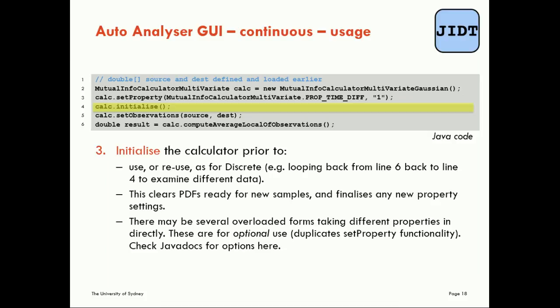Okay, next up, we initialize the calculator exactly the same way as we did for the discrete value calculators before we use it or reuse it. And in particular, this will finalize any new property settings. It also clears the PDFs in case we're reusing the calculator for some new samples. For the continuous valued estimators, sometimes you are able to supply some parameters in the initialize calls. The way we use it from the GUI tool, it doesn't do that. You have the option. If you want to look into that, you can check the Java docs, but I'm not really going to go into that here. That's an optional way of doing things.